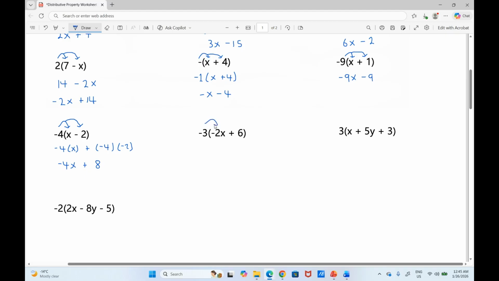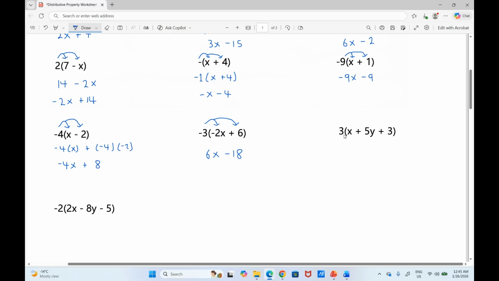Okay, let's keep going. Negative 3 times negative 2x and times positive 6. So negative 3 times negative 2. Two negatives multiplied together get a positive. So I'm going to get 6x. And negative 3 times positive 6 is going to be negative 18. Negative 6, sorry, so 6x minus 18.